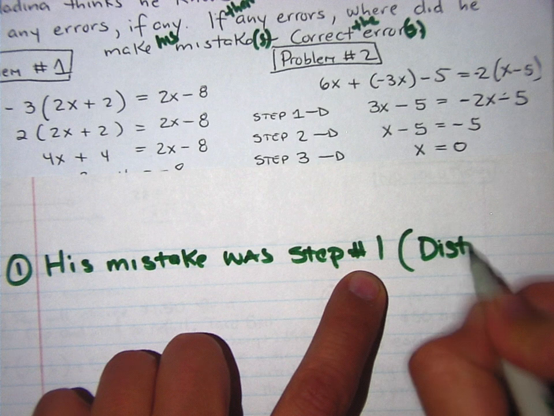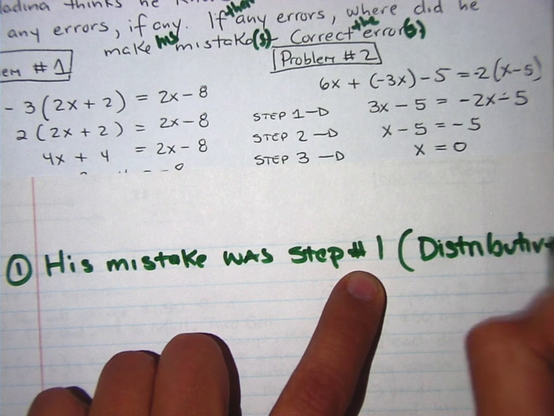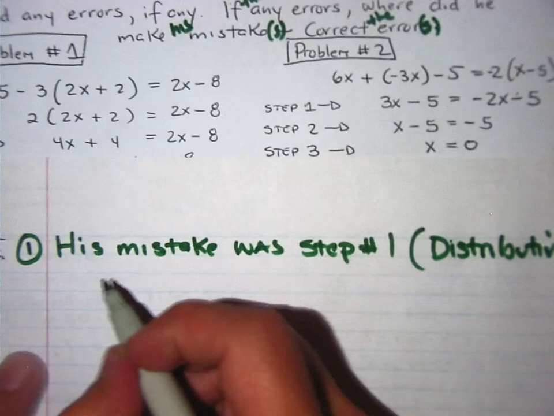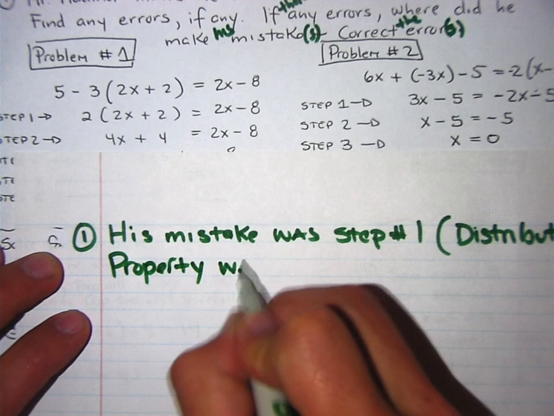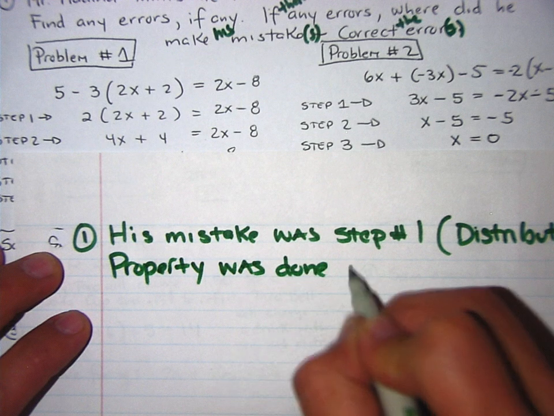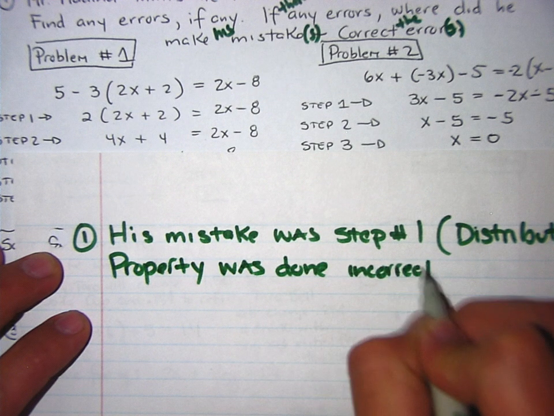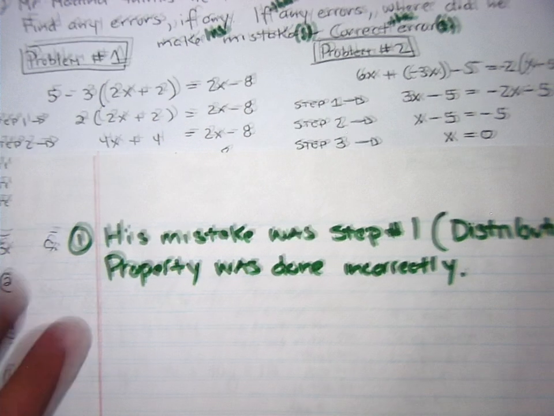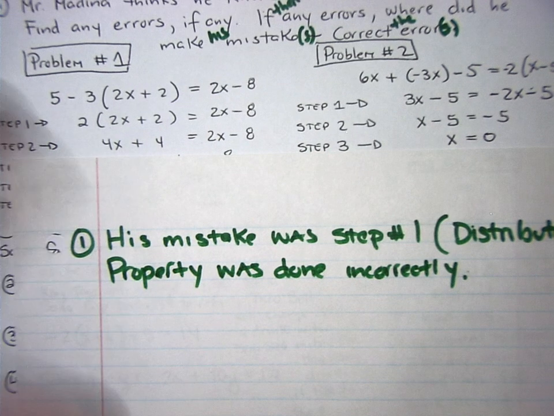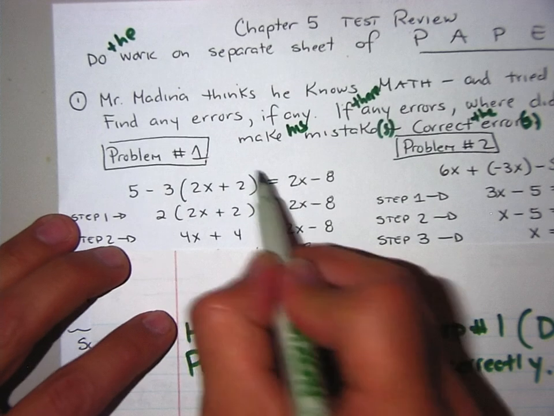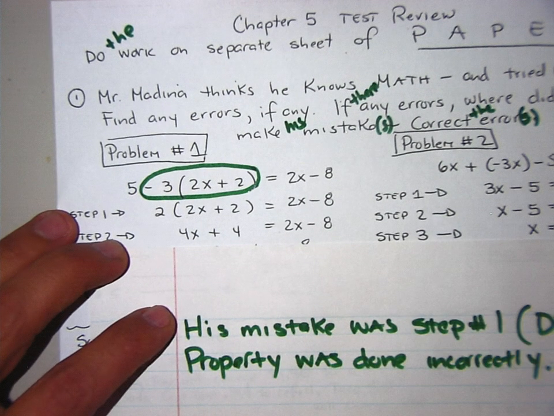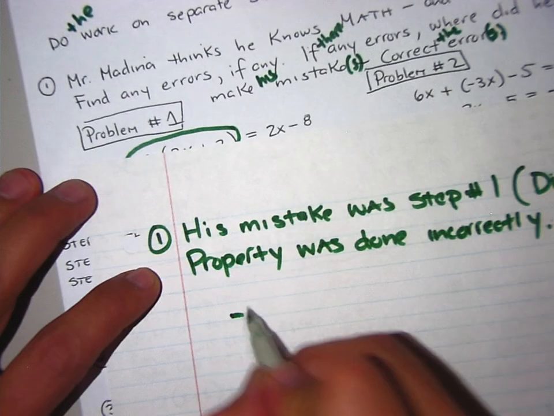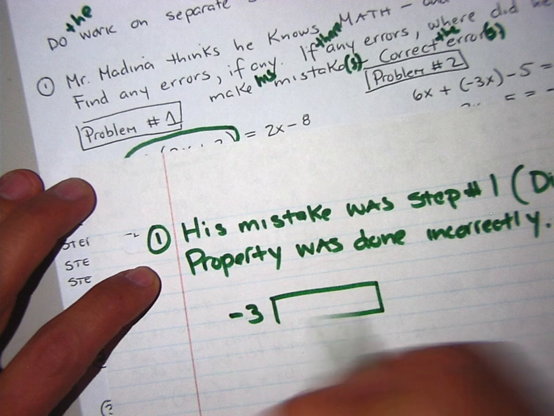Distributive property. Okay, distributive property was done incorrectly. All right, done incorrectly. Or incorrectly. Okay, so now it says, well, do the work. And then basically the distributive property is right there, right? So he should have done the area model or the arrows, whatever you want to do.